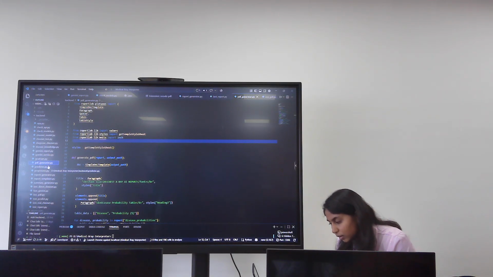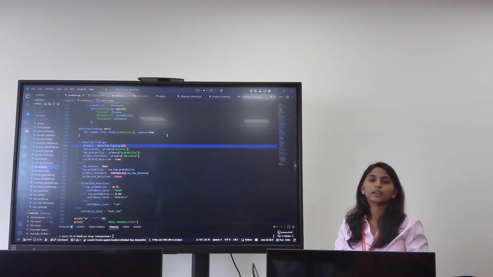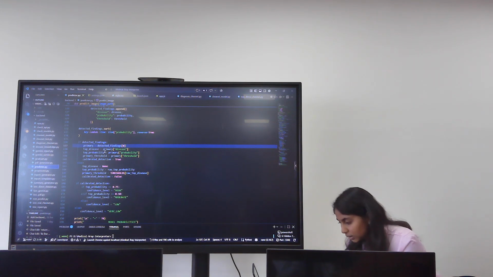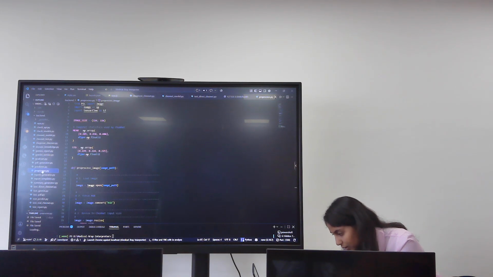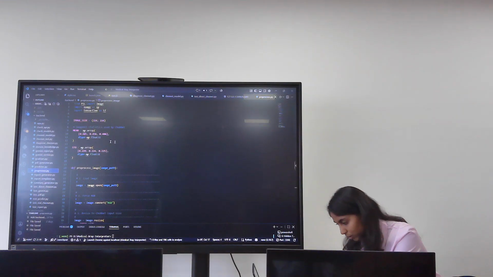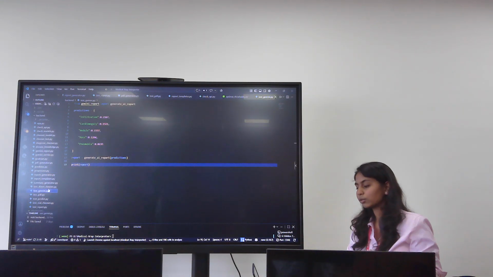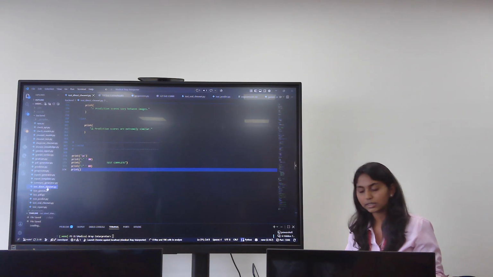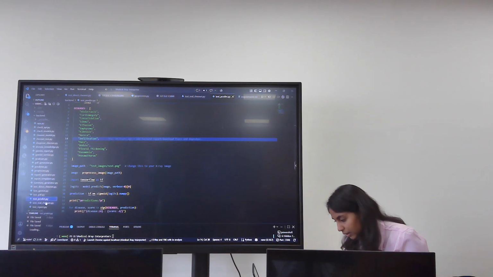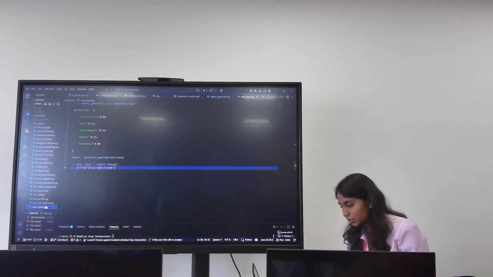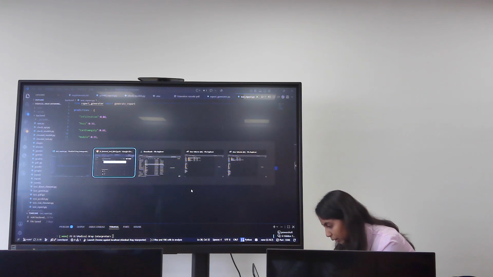Predictor, this part will predict which disease it is. And this is the pre-processing code. I have also tested each and everything separately so that there won't be any issue when coming to the model.